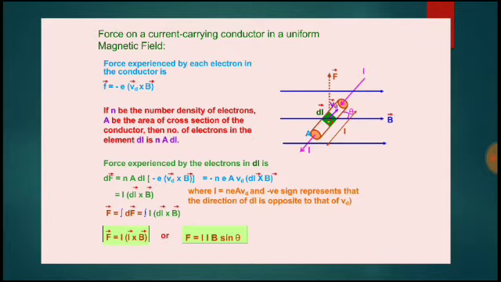Right? At the same time, if you substitute theta equal to 90, you will get a force. See this, sin 90 is equal to 1. Therefore, you will get F equal to ILB. That means if the angle is 90 degrees, some force is present on the conductor. That force is F equals ILB. Okay, students?